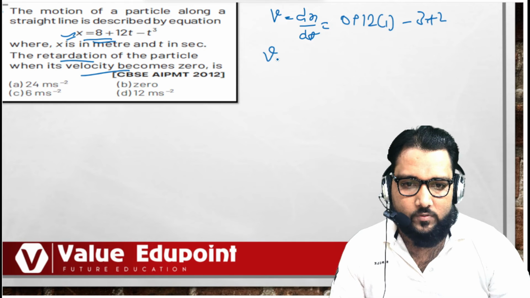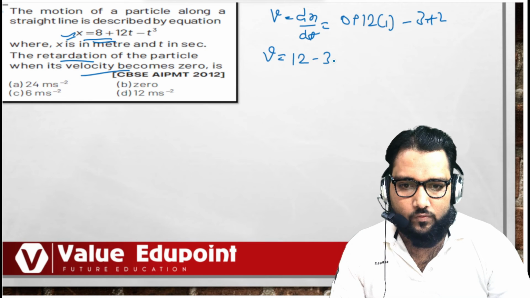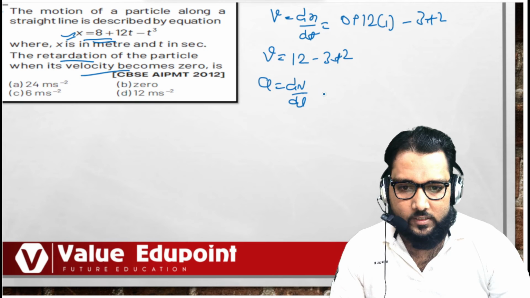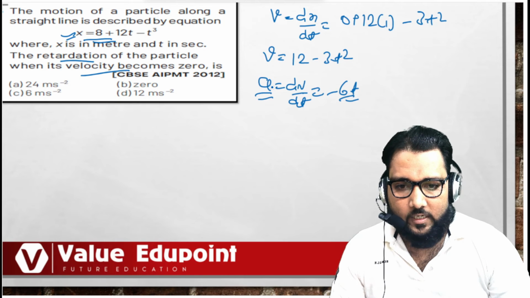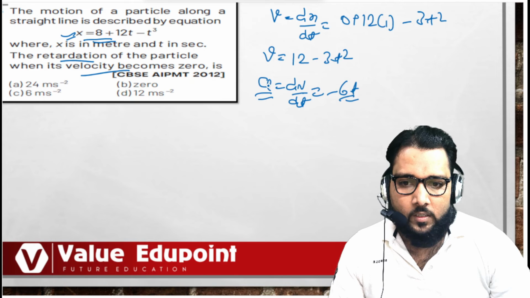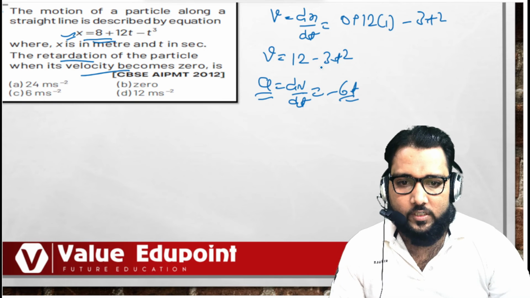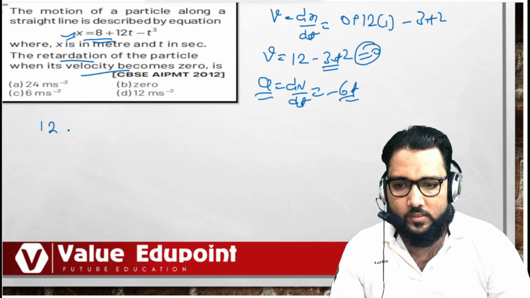So the velocity will come out to be 12 minus 3t square. When you differentiate again, that will give the acceleration, dv by dt, which comes out to be minus 6t. You can clearly see that time is always positive, and this whole term will be negative, so hence retardation is occurring. Now we have to find the retardation at the time where the velocity will be 0.